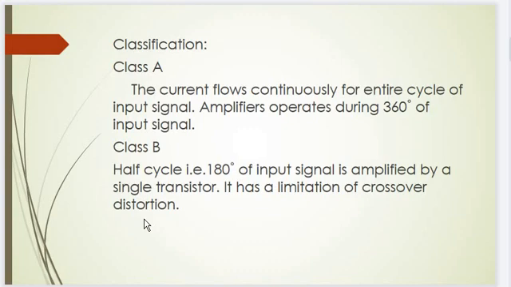Classification: Class A. The current flows continuously for the entire cycle of the input signal. The amplifier operates during 360 degrees of the input signal. Class B. Half cycle, that is 180 degrees of the input signal, is amplified by a single transistor. It has a limitation of crossover distortion.